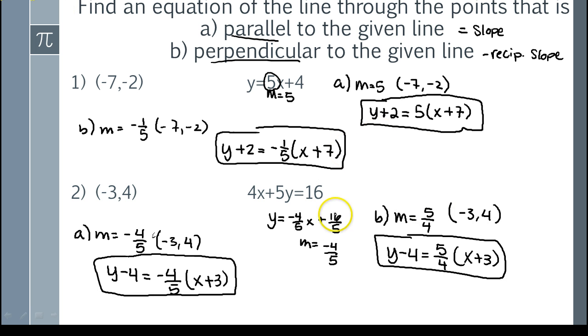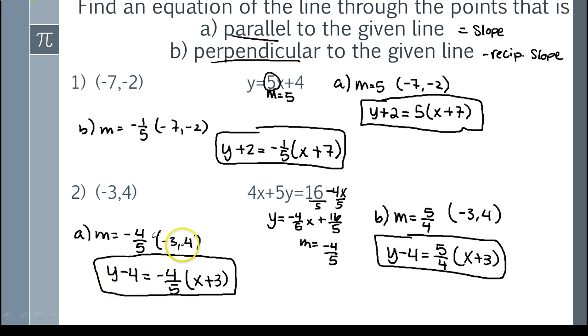When I go ahead and do number 2 here for part A, I need to find my slope first. So the first thing I need to do is take my 4x plus 5y equals 16, and write it into slope-intercept form so I can steal the slope. So I subtracted the 4x over, and then I divided everybody by 5, which gave me a slope of negative 4/5. So for part A, I'm going to use negative 4/5 for my slope, and my point is (-3, 4).